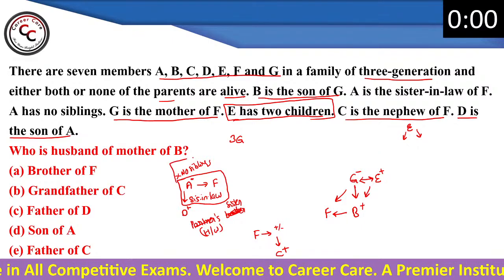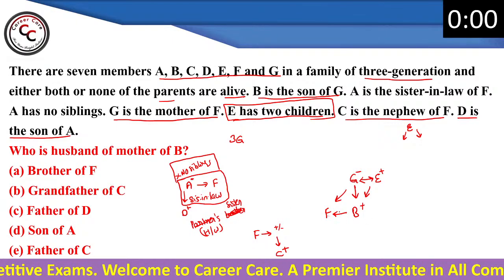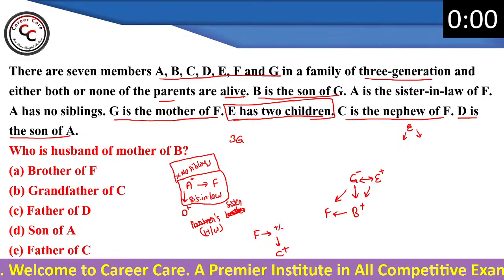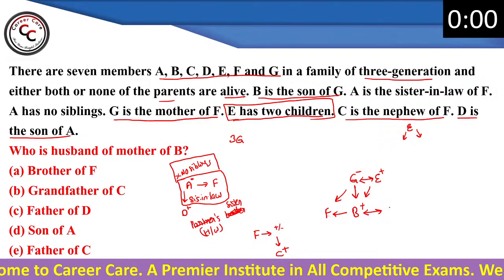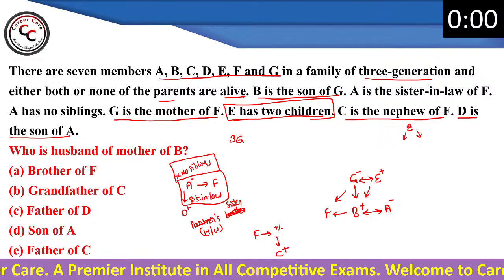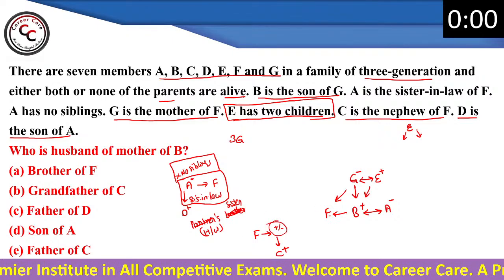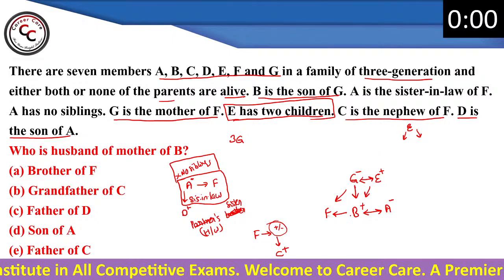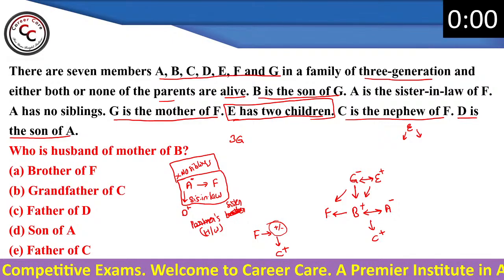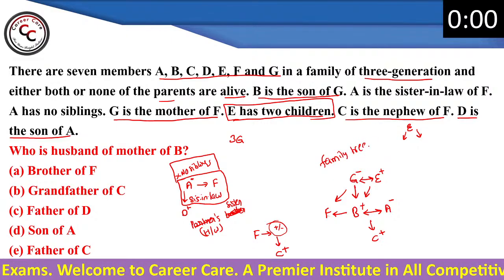So as A has no siblings, you can make it in the relation from F's side. So F's brother is B. And brother's wife can be called as sister-in-law. So you can put A and B as married couple. Simple. And F has a nephew C. As I told, a nephew comes from brother or sister. No problem. So F is already having a brother B. And that B's son will be who? C. Simple.